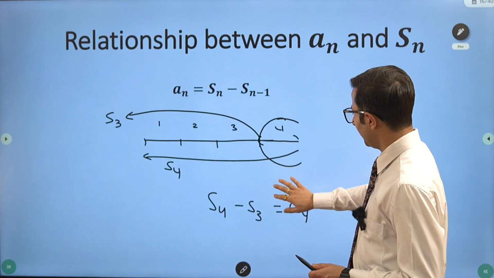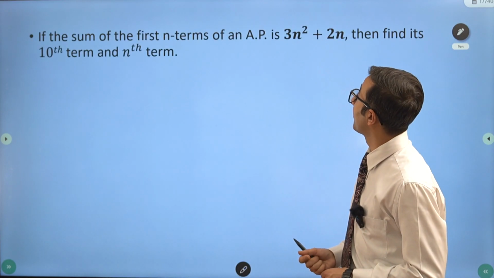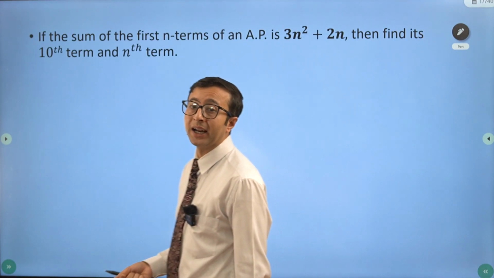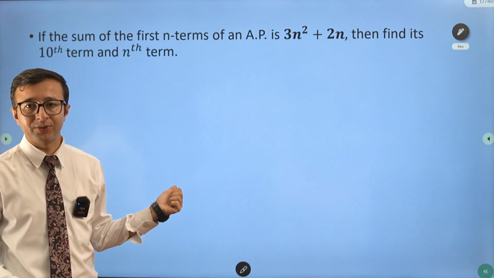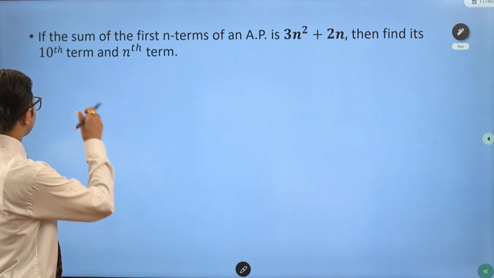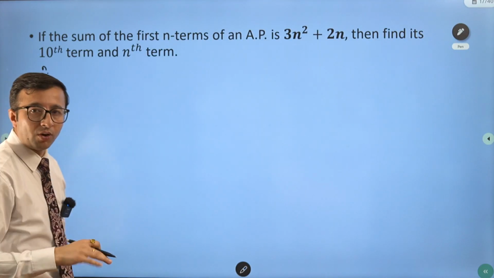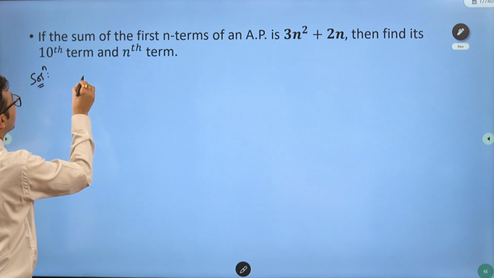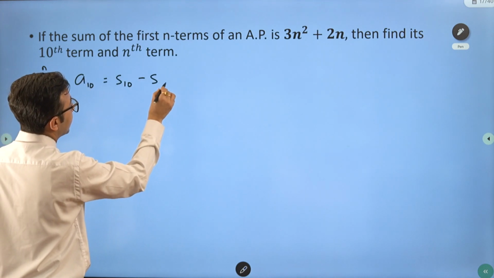Next, if the sum of the first n terms of an AP is 3n square plus 2n, then find its 10th term and nth term. This problem is based on that previous relationship between the nth term and the sum of the n terms. The solution is, first we will solve using the formula that we have written. First is the 10th term. A10 will be S10 minus S9.